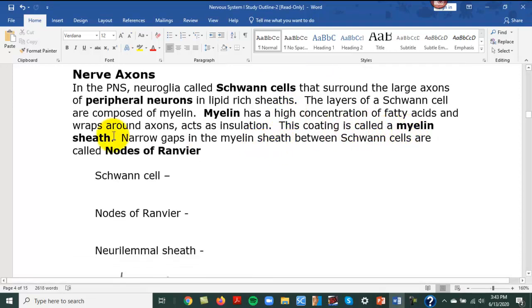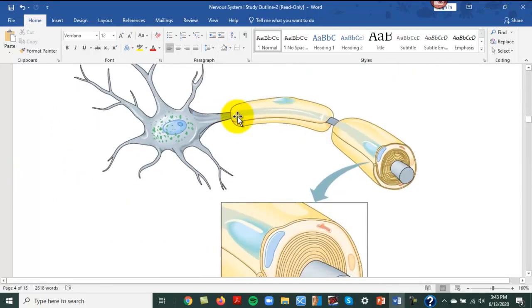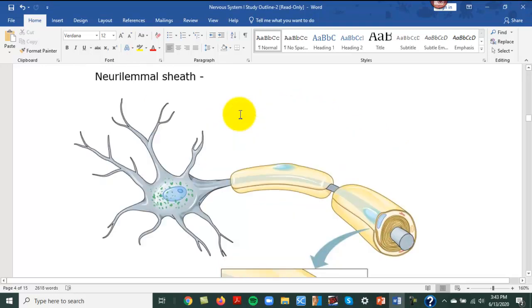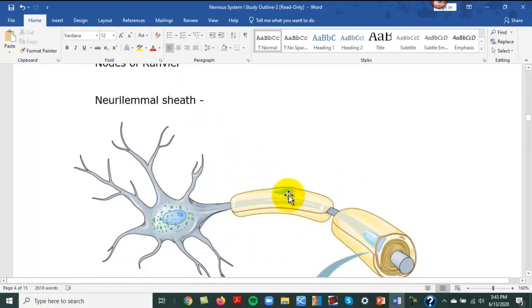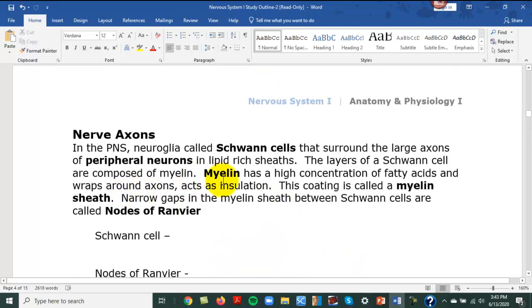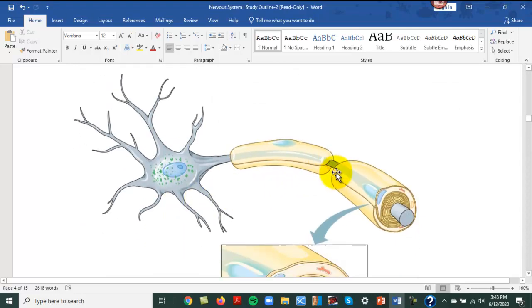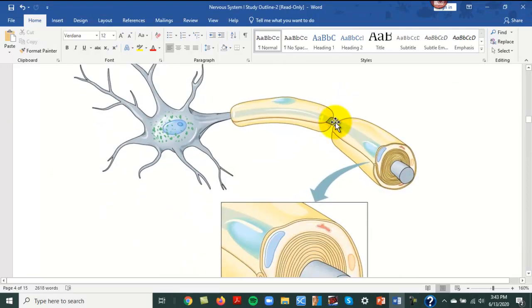The coating is called a myelin sheath. The narrow gaps in the myelin sheath between Schwann cells are called nodes of Ranvier. Now I know they're here. So this whole thing here is your Schwann cell. It's the part that produces the myelin sheath in the peripheral nervous system. The nodes of Ranvier are the little gaps. See, there's one here.